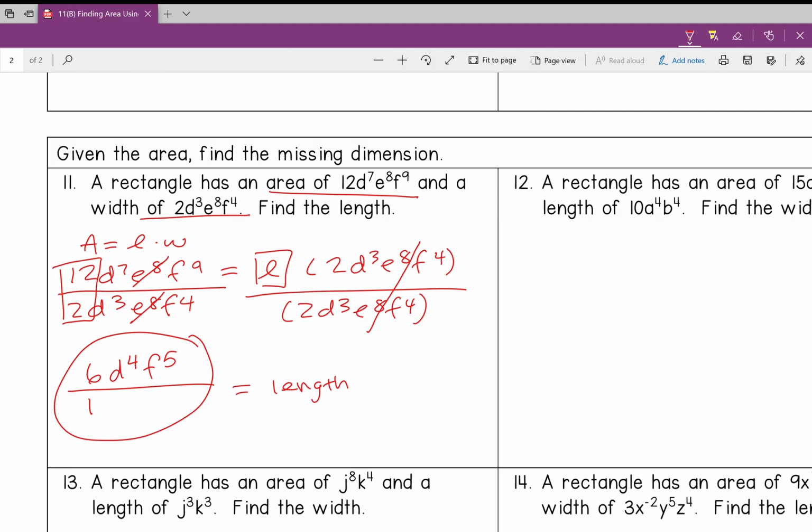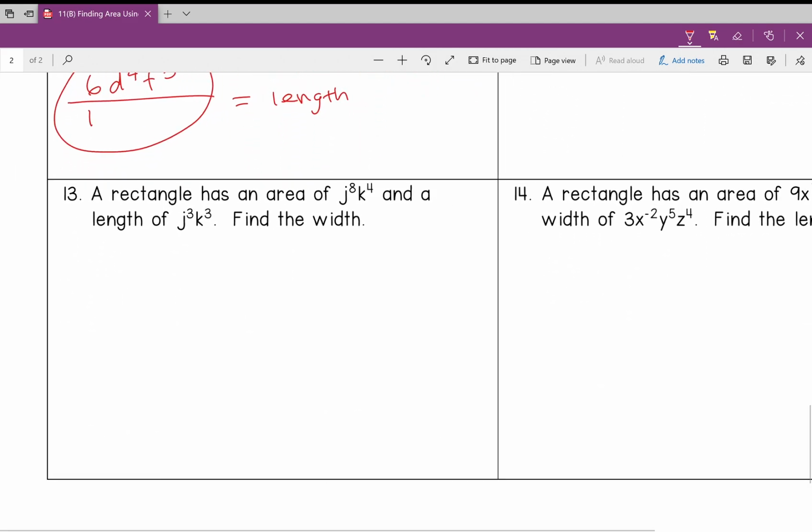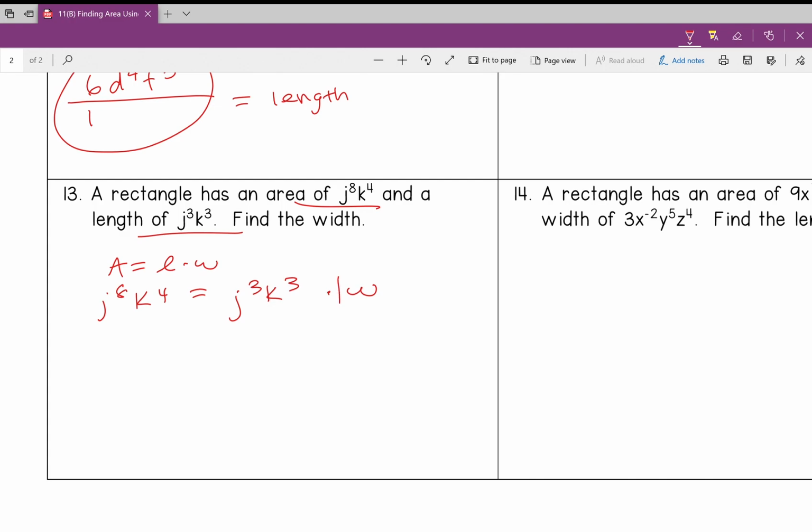And let's look at one more. Last one, number 13, says a rectangle has an area of j to the 8, k to the 4, and a length, so equals j cubed, k cubed times width. We don't know width. So in order to get width by itself, we have to divide by that length. So when I divide by that length, that cancels on this side, and I'm ended up with a division problem over here, which means I subtract the exponents.